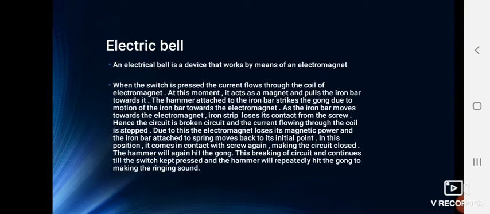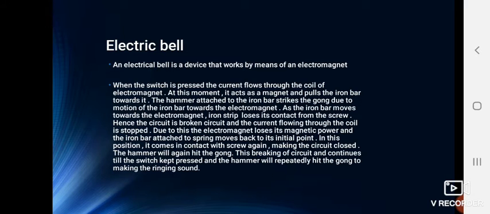Electric bell. An electric bell is a device that works by means of an electromagnet. Now let's check the method. When the switch is pressed, the current flows through the coil of the electromagnet. At this moment, it acts as a magnet and pulls the iron bar towards it. The hammer attached to the iron bar strikes the gong due to the motion of the iron bar towards the electromagnet.